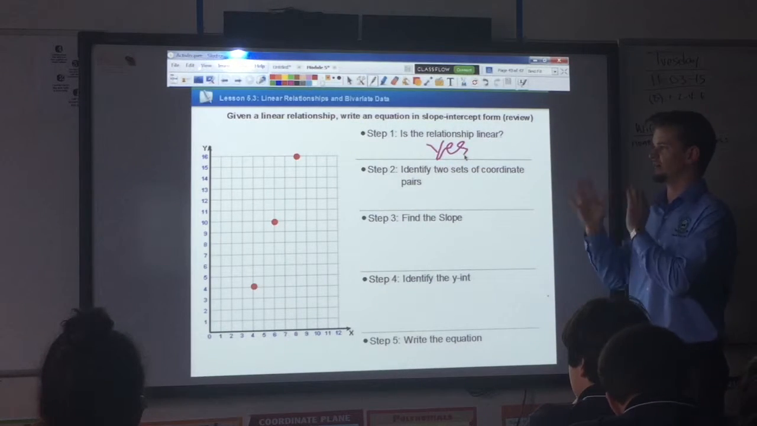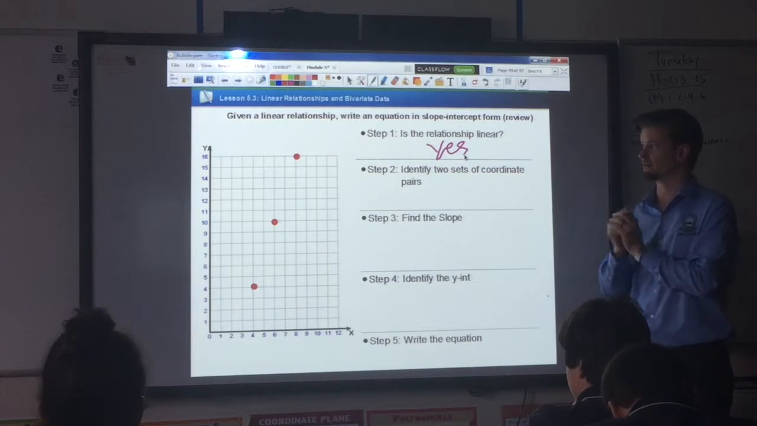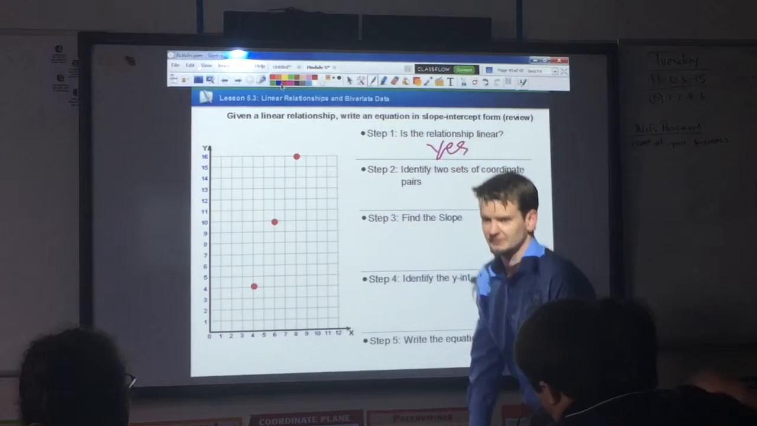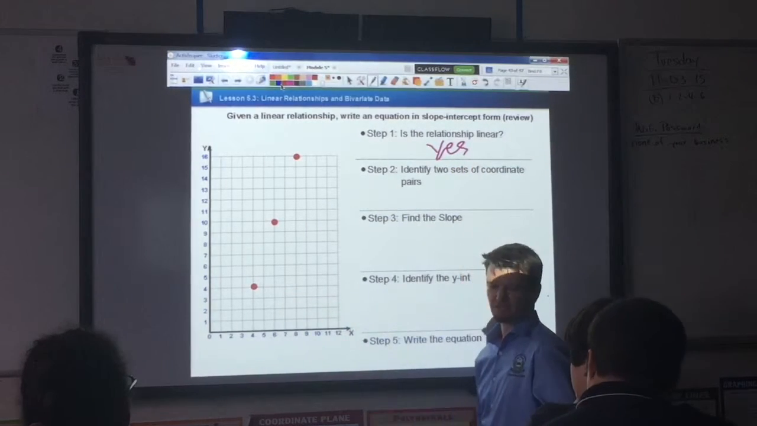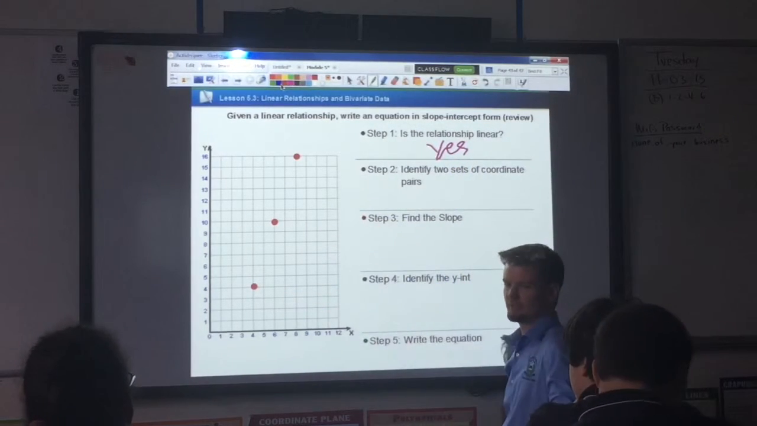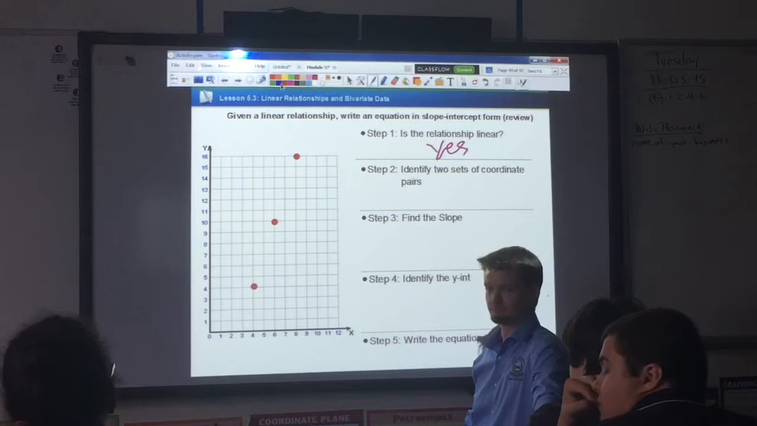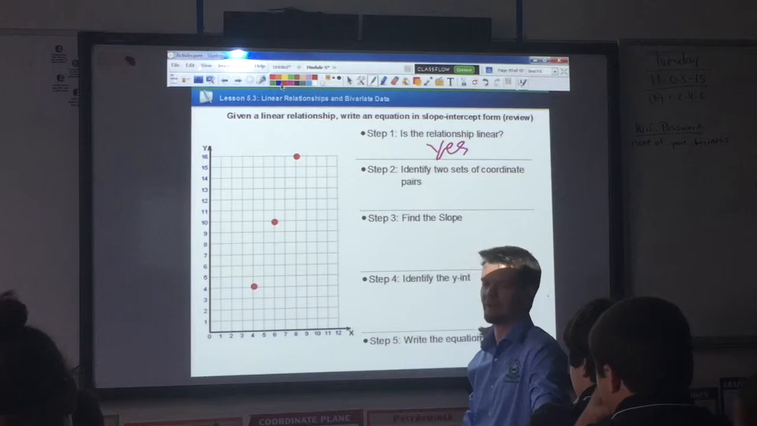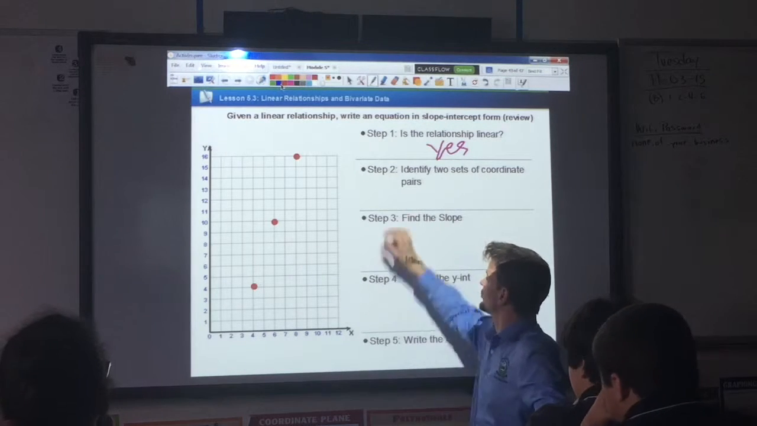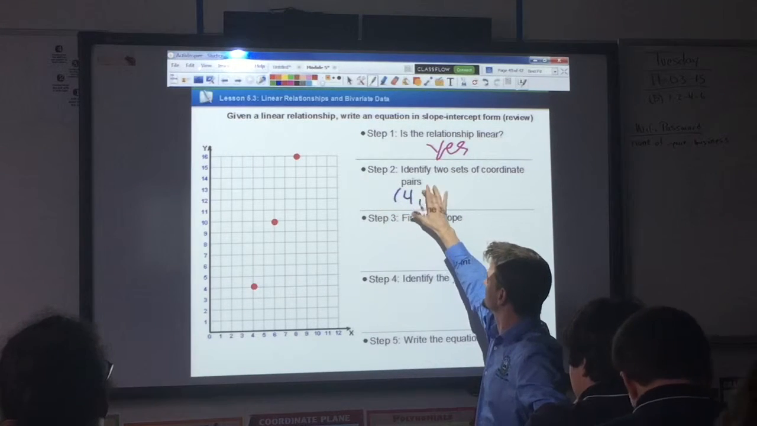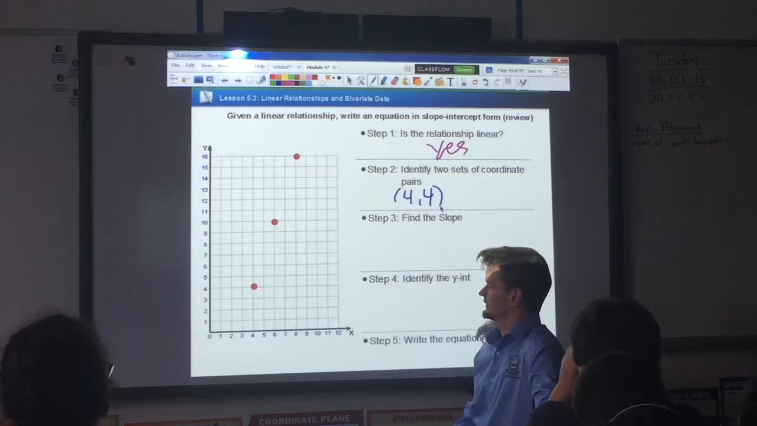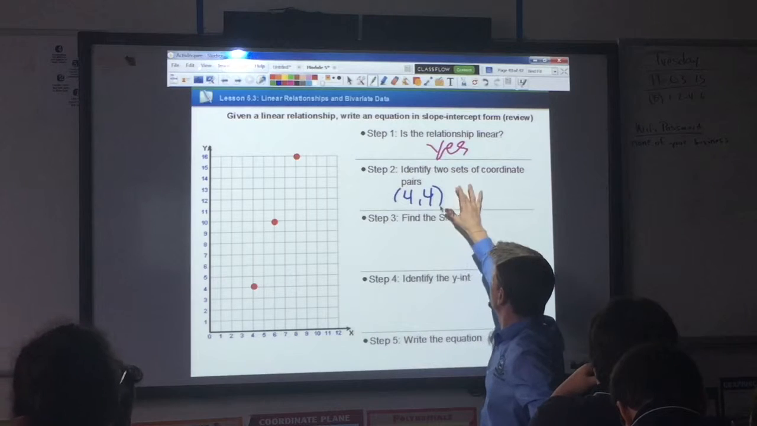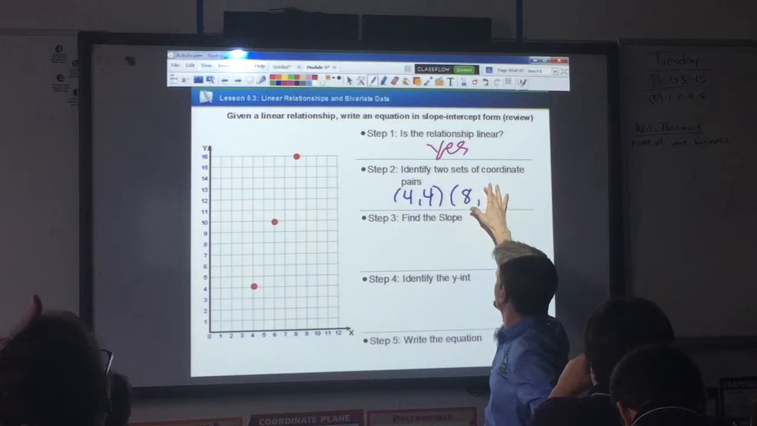We need to identify 2 sets of coordinate pairs. To do that, I'm going to go to my homie, Mr. Tavares. Pick any 2. You can pick that one, or that one. Give me the coordinate pairs. What do you got? 4, 4. Okay, there's 1. And 8, 16. Good. So we have our coordinate pairs.